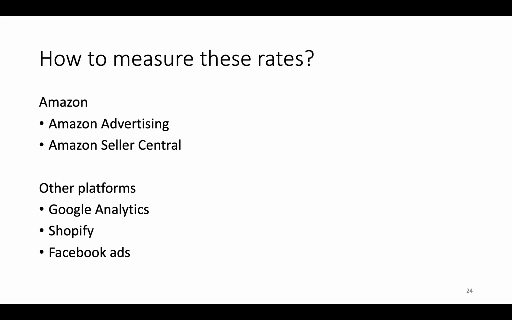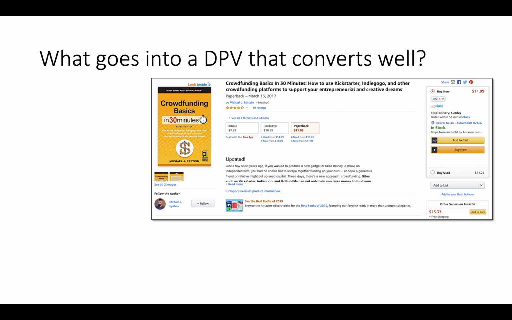There's a bunch of different ways to measure these rates. Amazon advertising is actually the best way to do this nowadays. If you have an Amazon Seller Central account, and I know some sellers of secondhand books do, there are reports that can give you insights into click-through rates and conversion rates. So that's where to go with that. And then also, if you're using anything like Facebook ads or Google Analytics, these types of data will also be available to you there. So what goes into a detail page view that converts well?